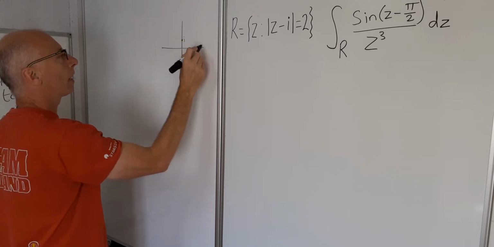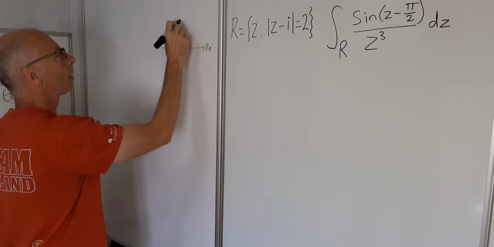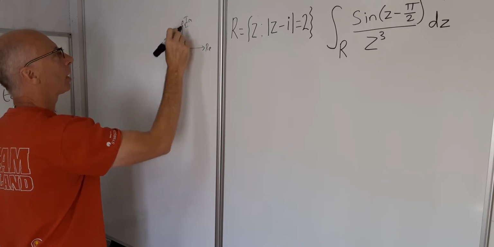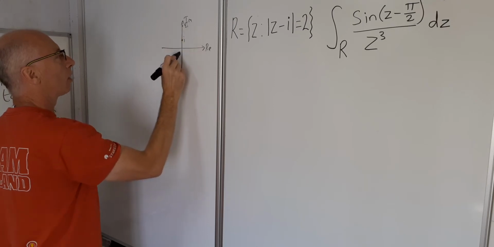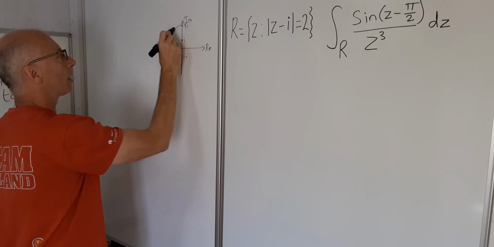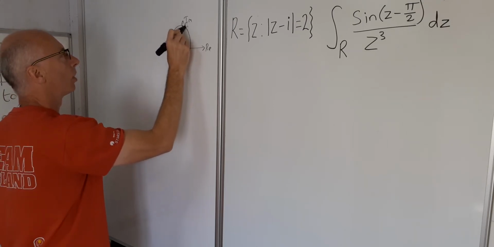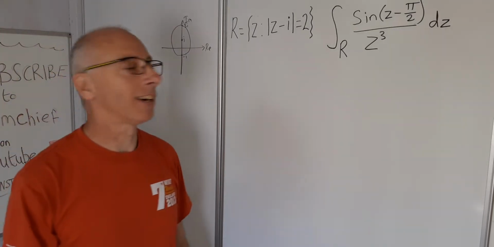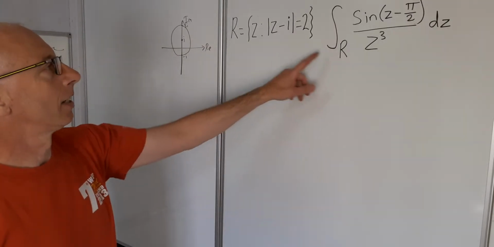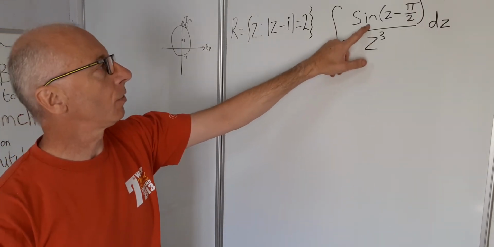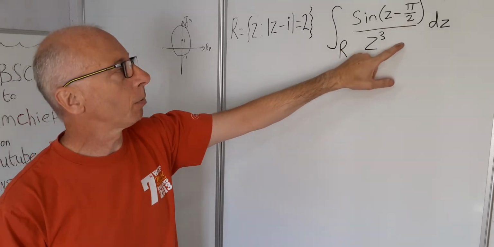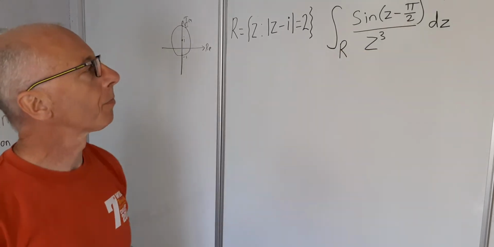So that's the point i, that's the reals, that's the imaginaries. Let that be the point 3i, and then this will be minus i. So now let's just draw. Okay, it's nearly round. Okay, that's a start. So we've got here a function on the top, sine of z minus pi over 2, and a polynomial on the bottom, z cubed.